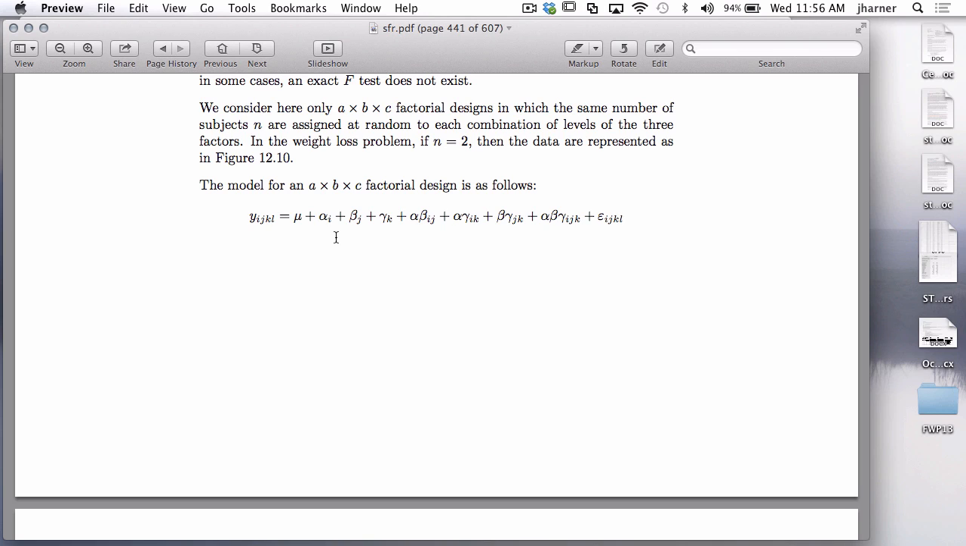We won't probably get to it, but the last chapter of the book talks about logistic regression. And if, in fact, the predictor would be categorical, that would be like a 2 by 2 or a 3 by 2 or something like that.